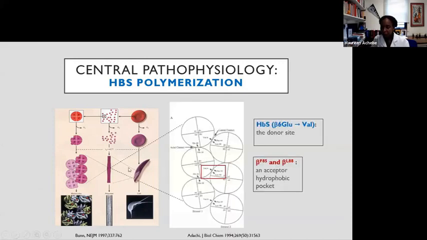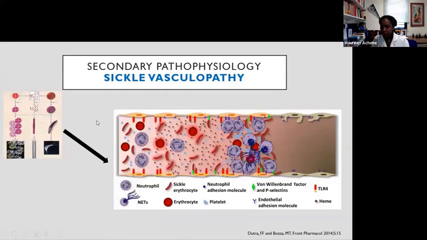We know very much about the molecular contacts that enable polymerization to happen. So there's this abnormal valine and normal contacts on neighboring hemoglobins that allow polymerization. And I point this out because I'll be talking about it briefly later in the talk. Sickle polymerization is a central pathophysiology of sickle cell disease.